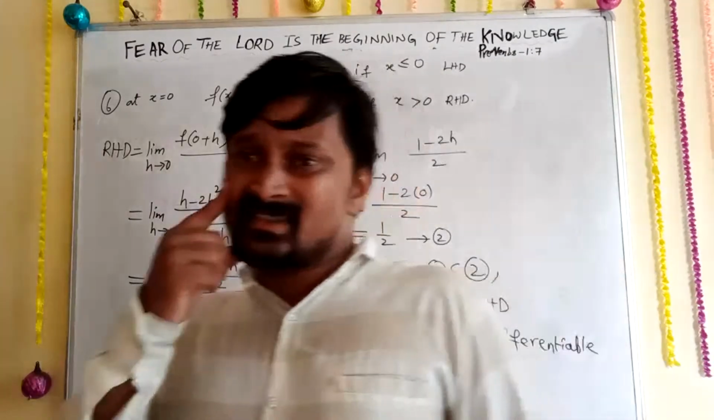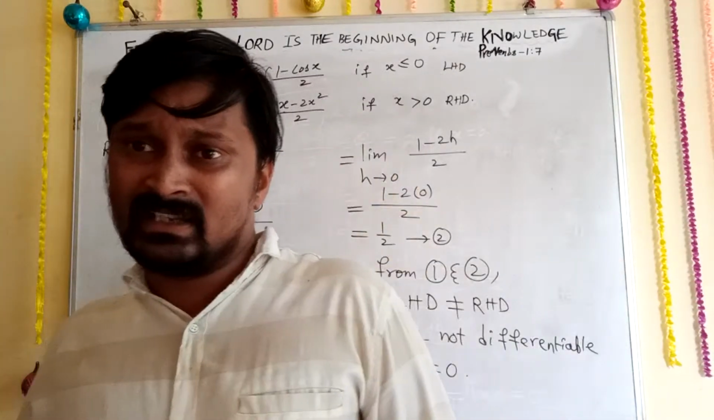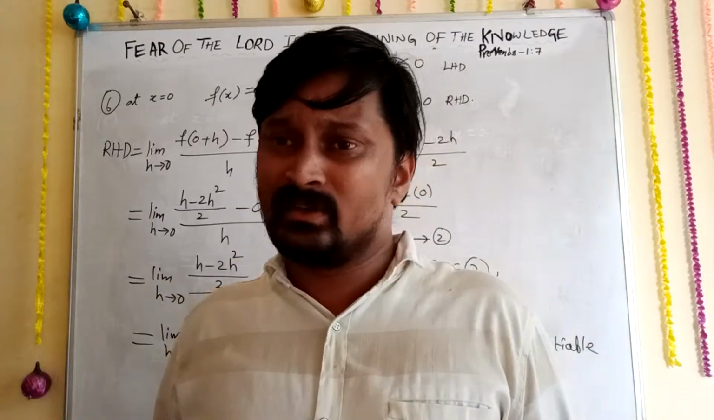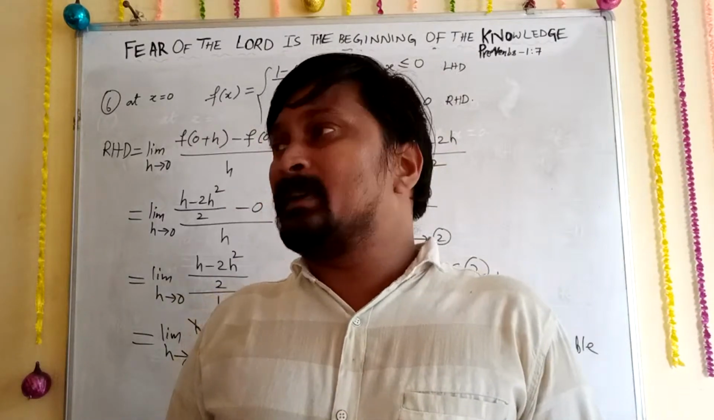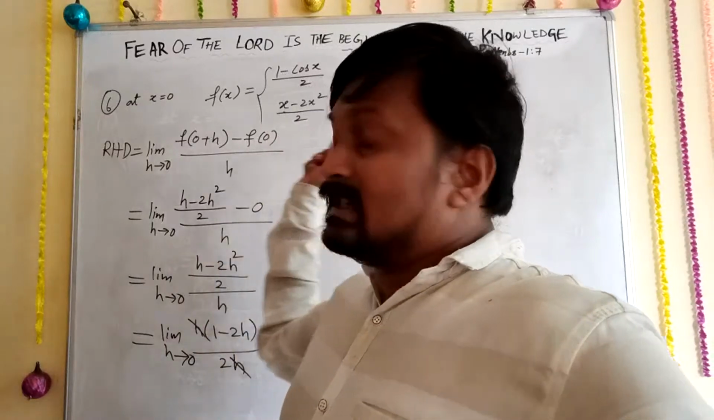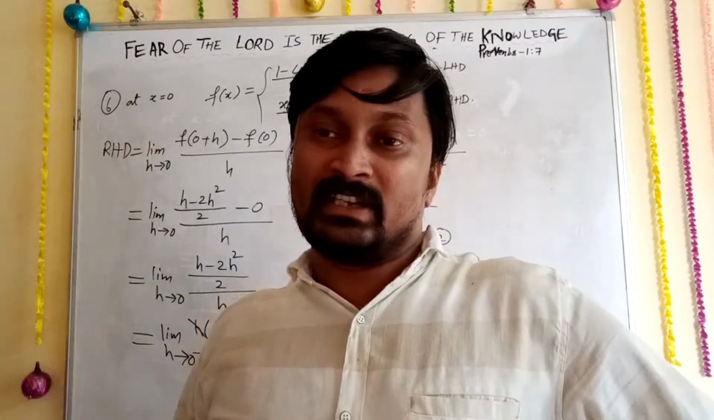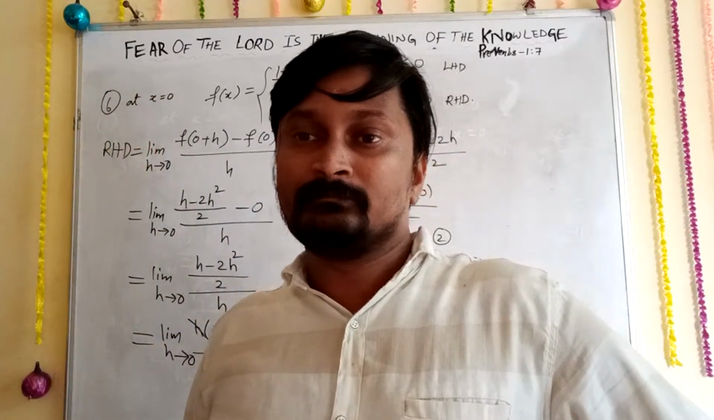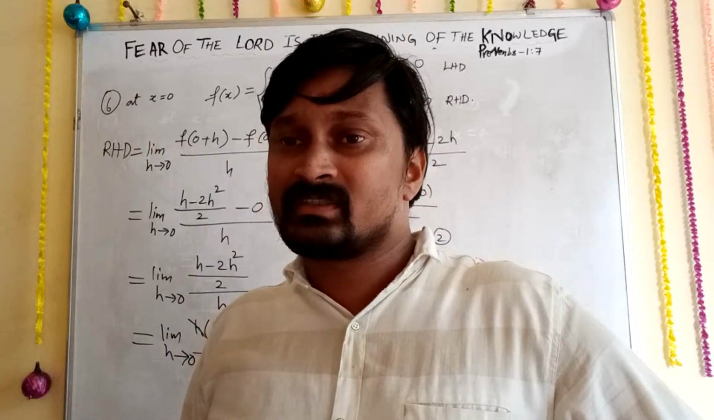Directly LHDs are so long, sir. We can write directly 2 into 0 upon 0. It is possible, but we needed to use this formula, that is sine x upon x. Because of that reason we went this way. Okay. Right. Next. No doubts are clear.